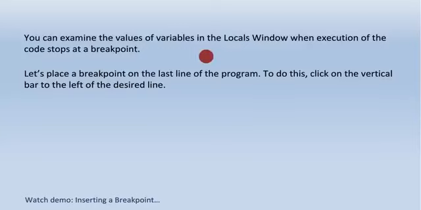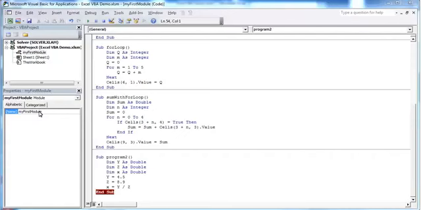Let's place a breakpoint on the last line of the program. To do this, click on the vertical bar to the left of the desired line. Let's try it. Click on the vertical bar to the left of the desired line. The red dot marks the breakpoint.